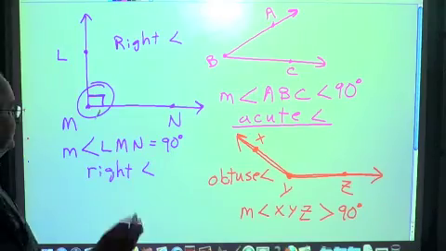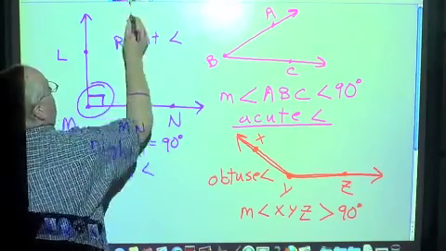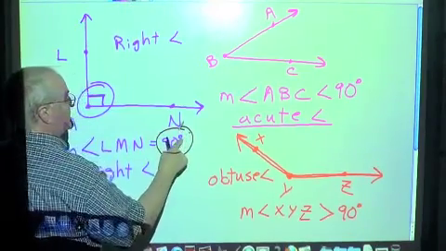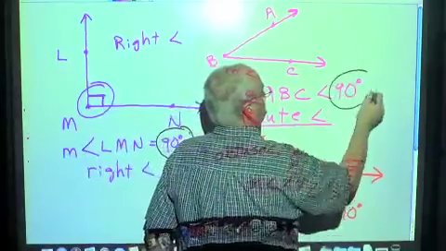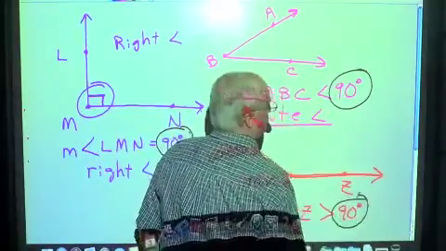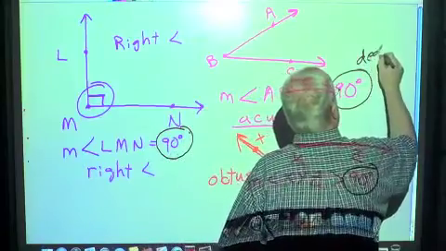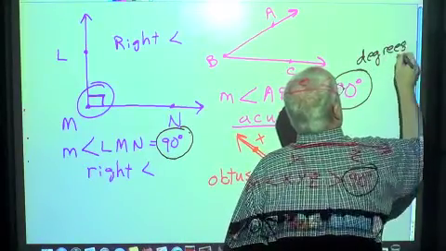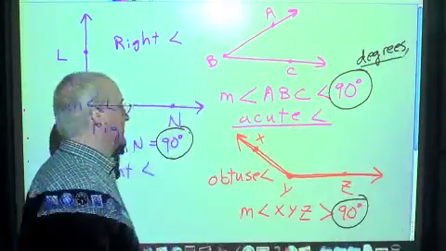How do we measure angles? Well, here we go. What's this little symbol mean? We measure them in degrees. Okay? We measure angles in degrees.